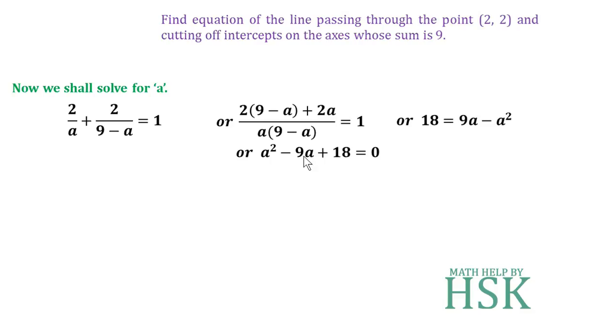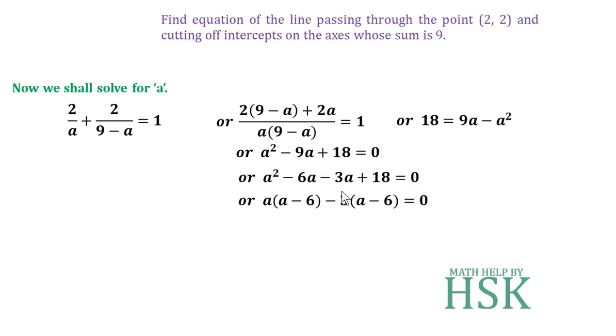Now we are going to break -9 into two values so that the sum remains -9 and the product is +18. These values are quite simple to imagine: for 9 the values are -6 and -3, and for 9a we can break it as -6a and -3a. Taking a common and -3 common, I get (a - 6) in both the cases. Further taking (a - 6) common, I get the factors (a - 3)(a - 6) = 0. So I get a = 3 or a = 6.